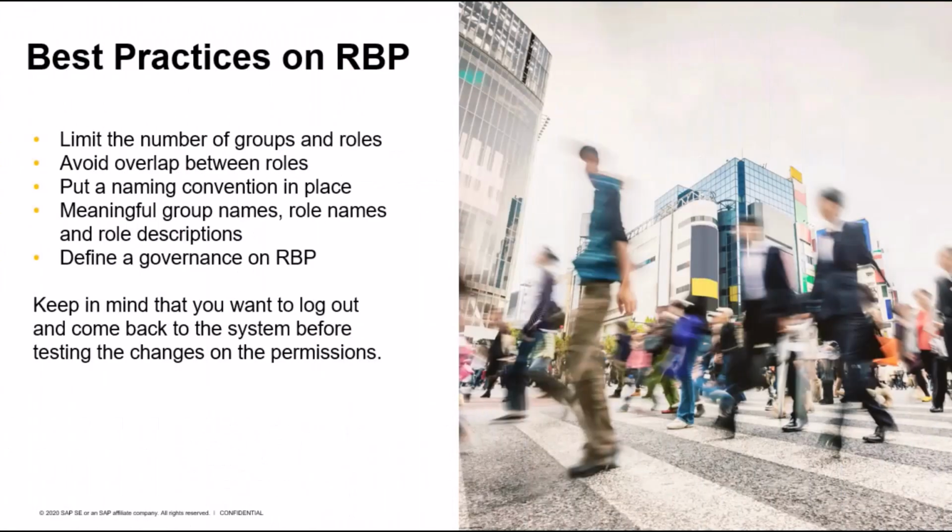To conclude this video, I would like to share with you some best practices on RBP. You should limit the number of groups and roles. This will facilitate the maintenance. You should also avoid overlap between roles. We recommend to put in place a naming convention for the group names, role names, and role descriptions. Customers should also define a governance on RBP. Finally, always keep in mind that you need to log out and log back into the system in order to test the updated permissions.